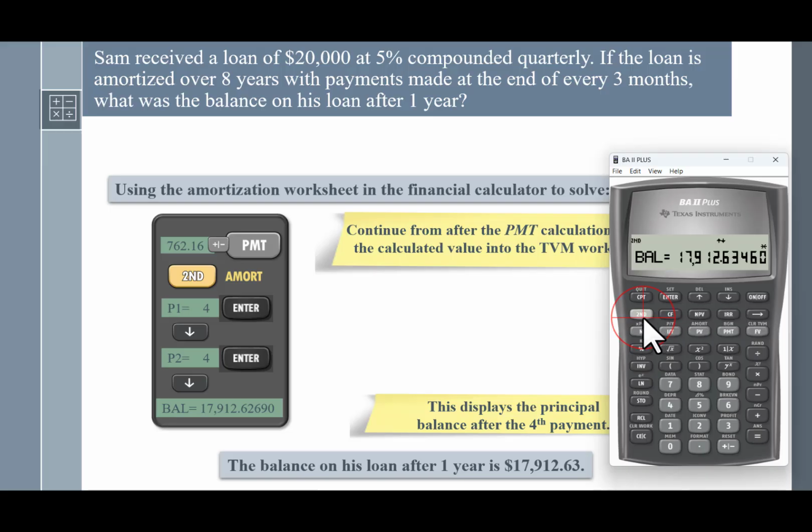So I will repeat. We're going to press Amort. Going to enter P1 as 4. Going to enter P2 as 4, and that's all we need to do. This is the balance after the first year. This is the principal paid after the first year, and this is the amount of the interest paid after the first year.